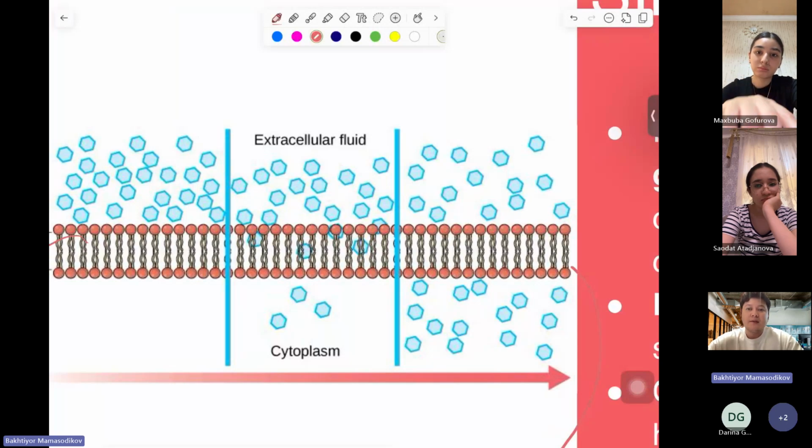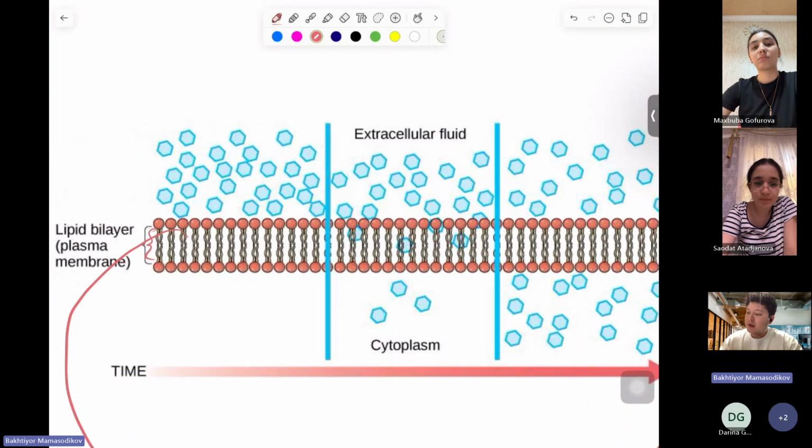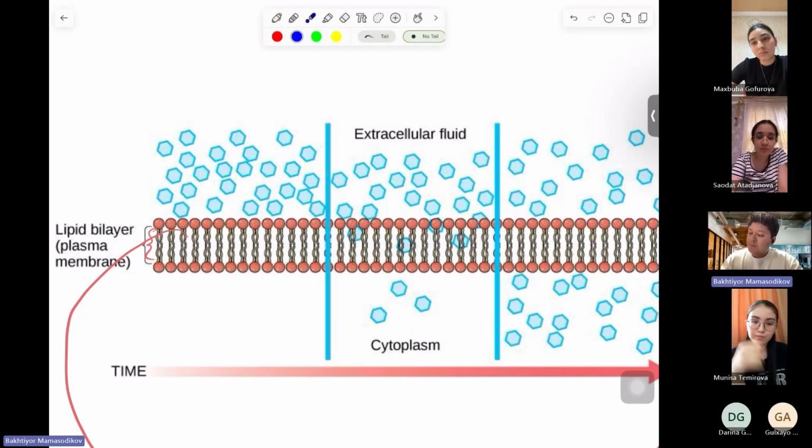Can you help me? Which substances can cross easily? Hydrophilic or hydrophobic ones? Hydrophobic? Exactly, hydrophobic. Why? Because we have the phospholipid bilayer, and in the phospholipid bilayer, the tails are hydrophobic. They don't let fluids or water molecules pass through because this is an isolated space. Only the hydrophobic substances, which hate water, can cross this membrane because the tails are hydrophobic as well.